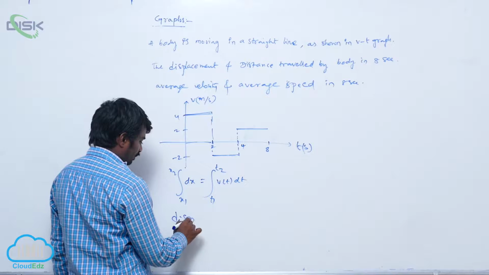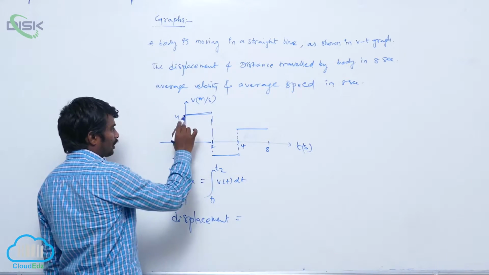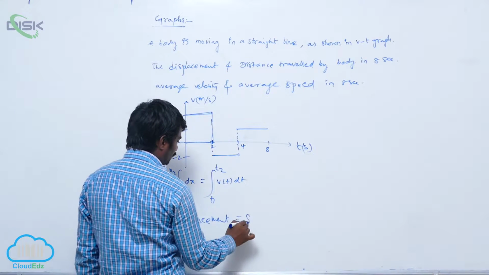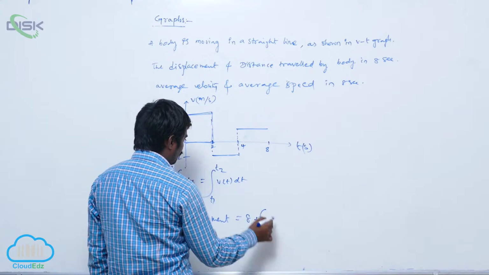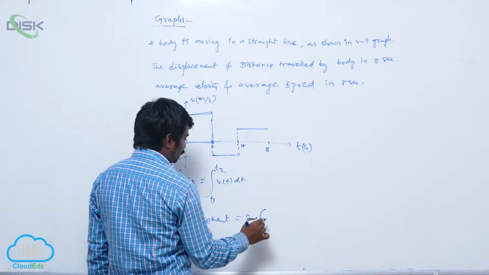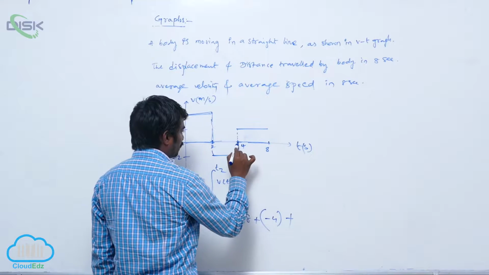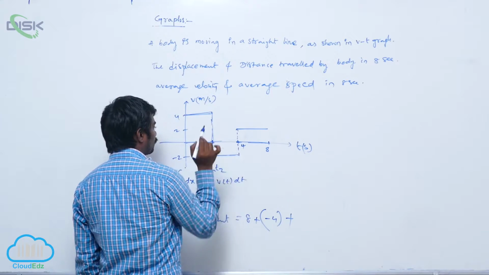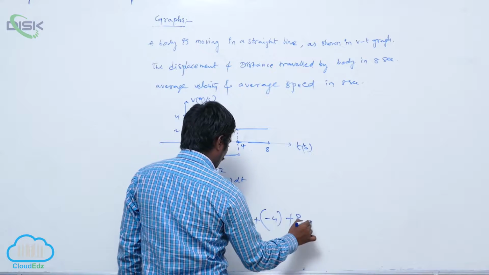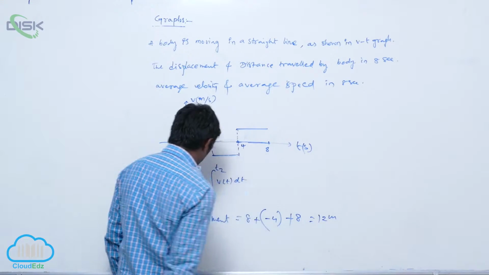So displacement is equal to this area. This area means 2 units is the length, breadth is 4. 2 into 4 is 8, plus this is negative, so 2 units, again 2 units, 4, minus 4, plus here 4 to 8, so 8 minus 4 is 4. 4 into 2 is 8. So 16 minus 4 is 12 meters, which is the displacement.